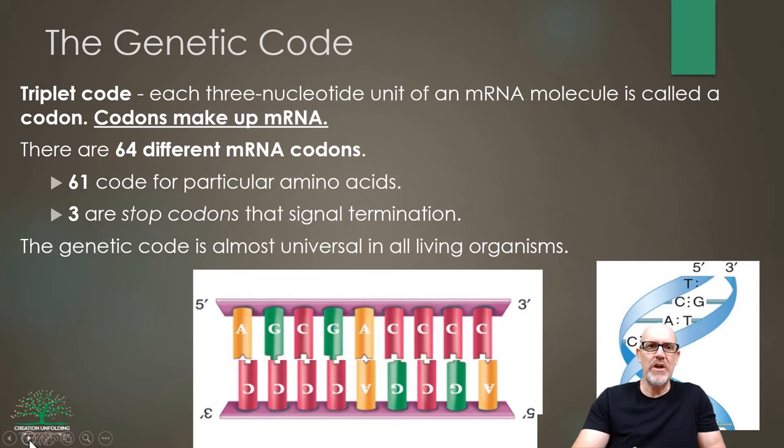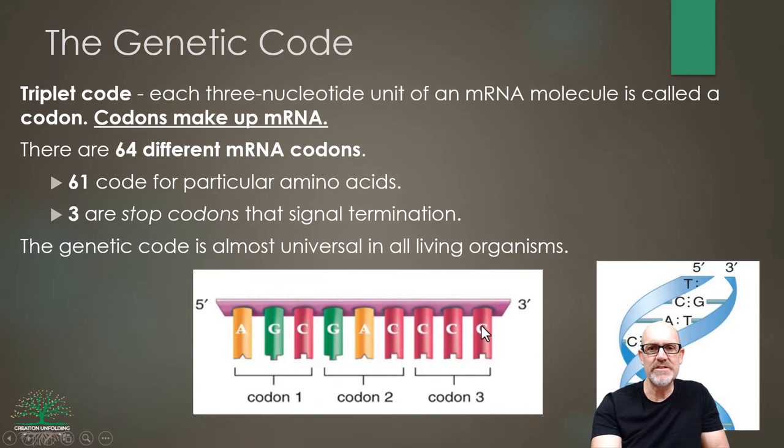So the genetic code are triplets of bases, and those triplets of bases occur on mRNA molecules. Well, actually, they occur in the DNA as well. So here is a DNA molecule. And notice it's got two strands, that's why we know it's a DNA molecule. But every three of these bases on this DNA molecule represents a code or a codon that will get transferred over to the messenger RNA.